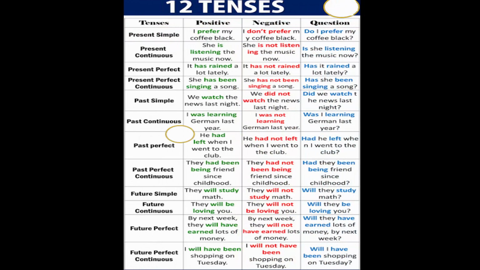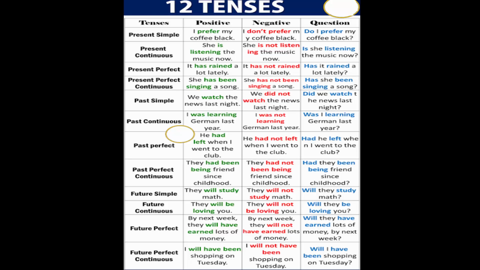Let's go through some more exemplary sentences. Present simple, I prefer my coffee black. Negative, I don't prefer my coffee black. Interrogative, do I prefer my coffee black? Present continuous, she is listening to the music now. Negative, she is not listening to the music now. Interrogative, is she listening to the music now?